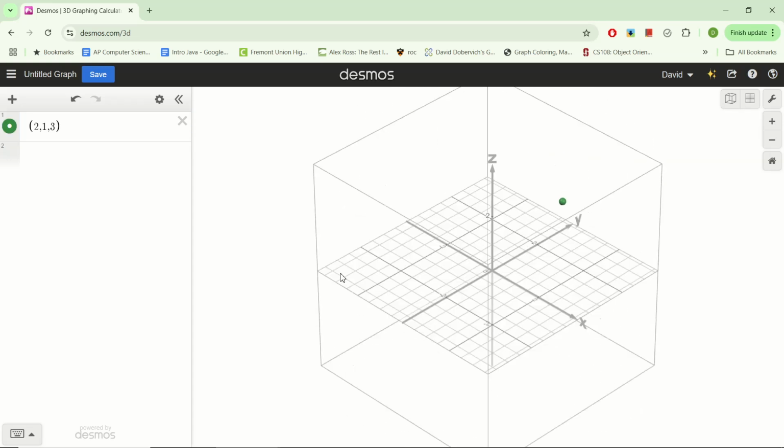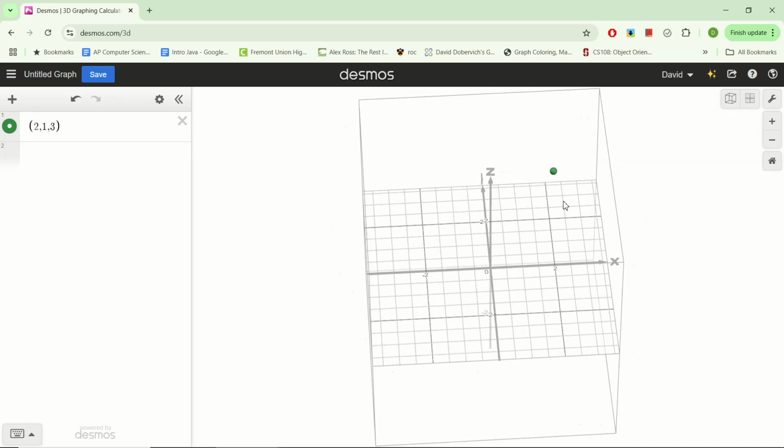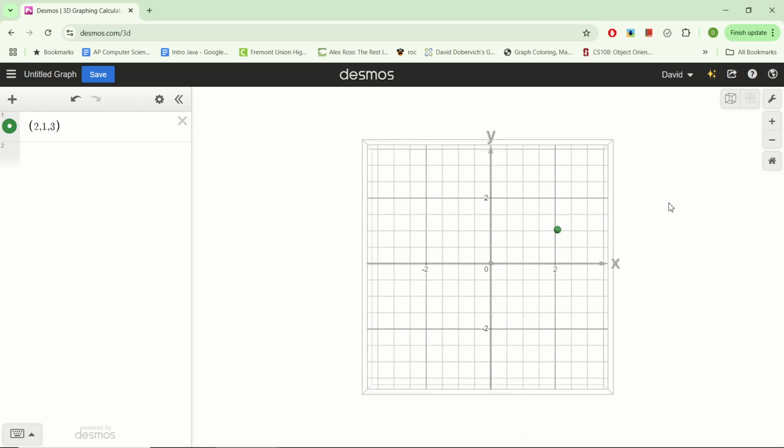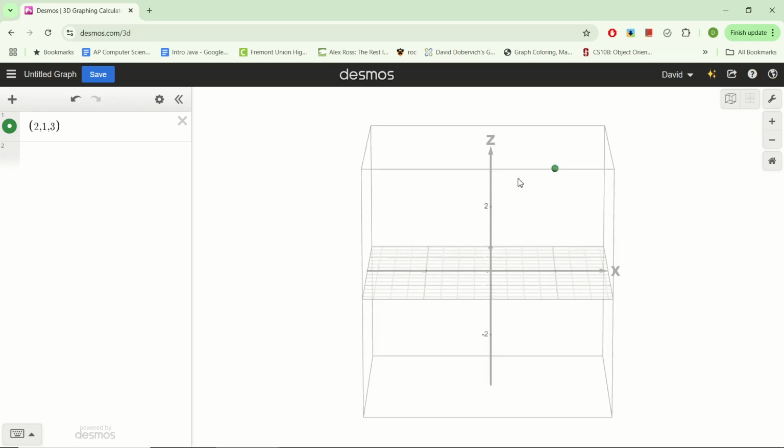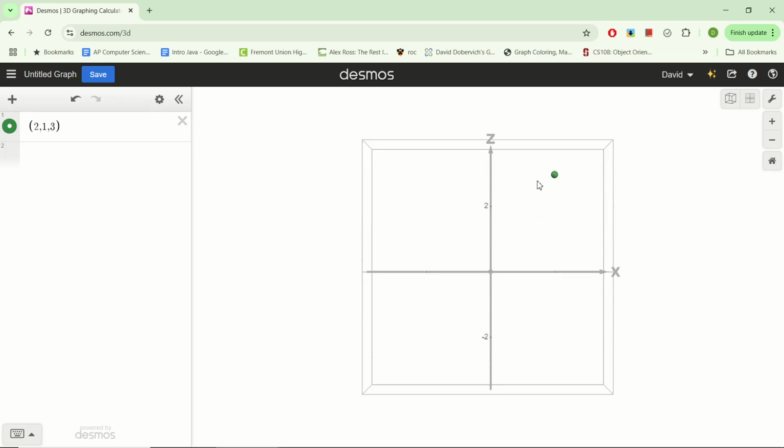You can drag and move around, and you'll see the x, the y, and the z. If you hit this button right here, XY orientation, it will move it so that you're looking straight down from the top. And so here you can see that the x-coordinate is 2 and the y-coordinate is 1, just as desired. Now if I click and drag, the x-coordinate is still 2, and you can see that the z-coordinate is 3.